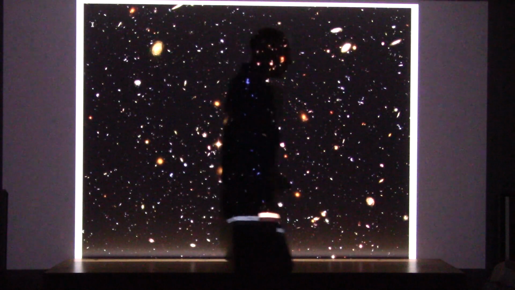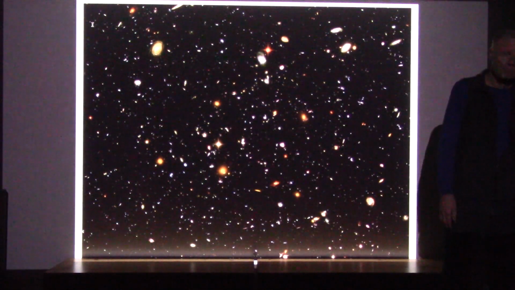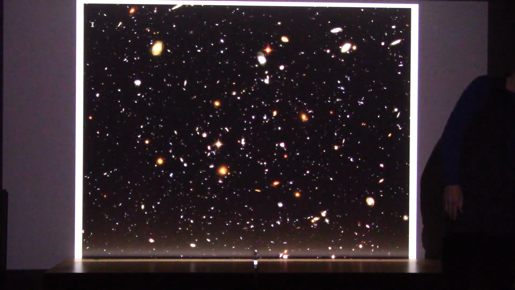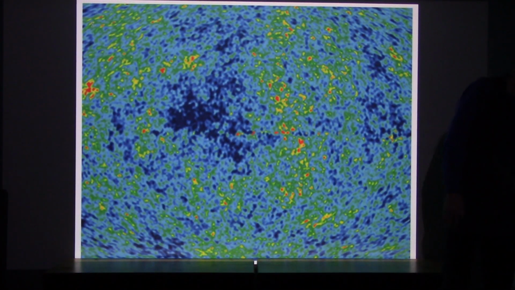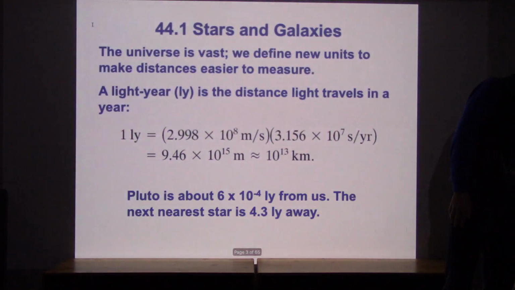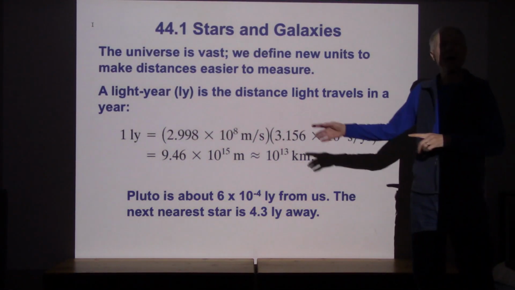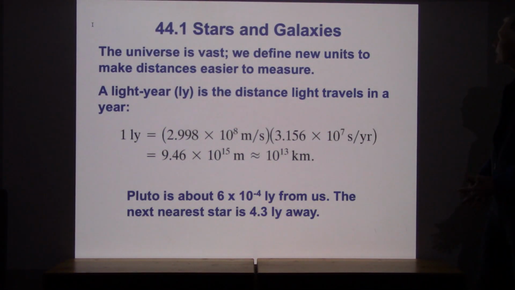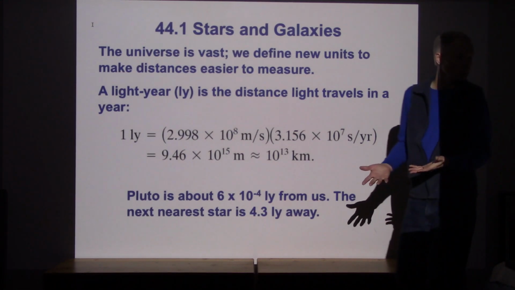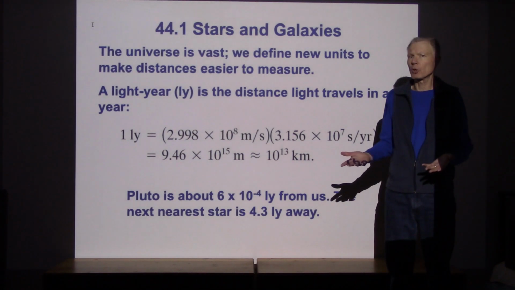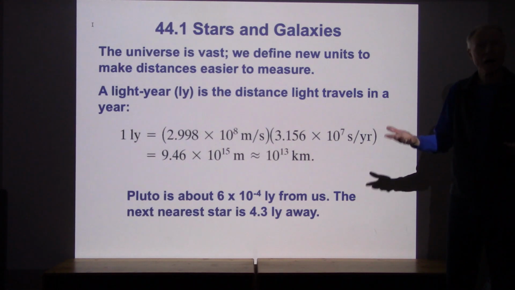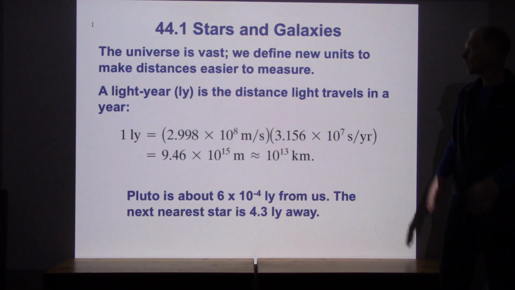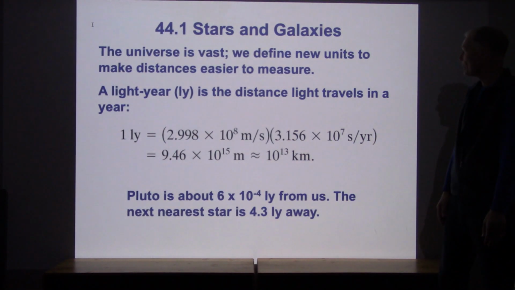So these are remarkable photos that we can take now. This is what the universe looks like in visible light. That's what it looks like in microwave. So the universe is vast. That's kind of an understatement. And so we need some different units of distance. One of the most important ideas we have to work from is, how do we make distance measurements? How do we know how far things are spread out within the universe?